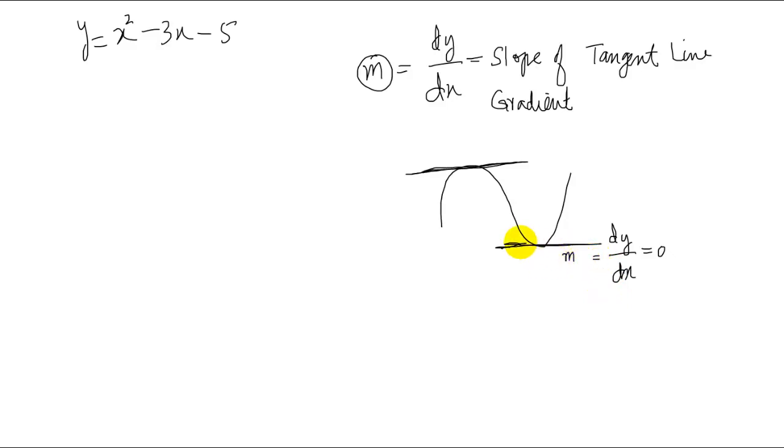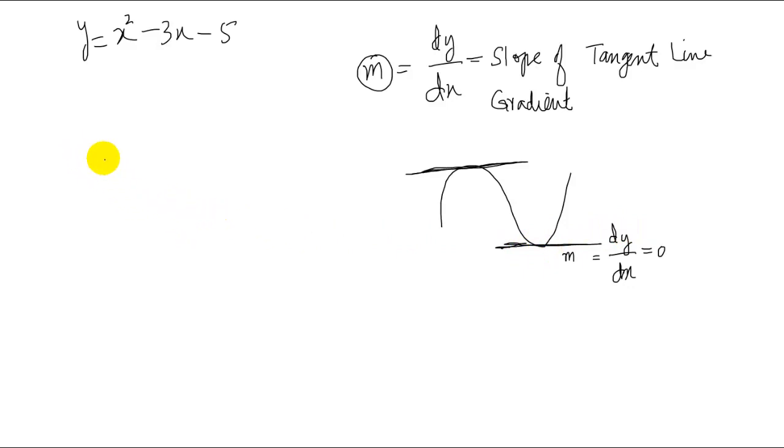I told you that the derivative dy over dx is basically the gradient of the tangent line, and we know that the tangent line is horizontal at the turning points. So to find the turning point, where the line is horizontal, we put the derivative equal to 0.